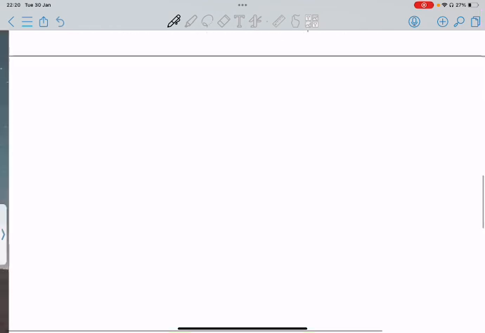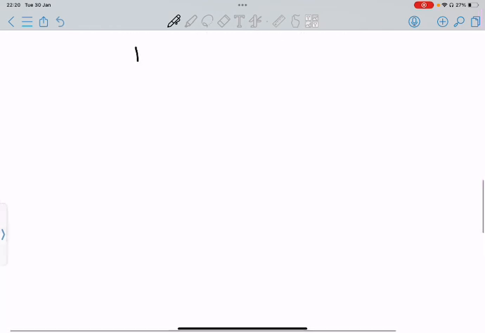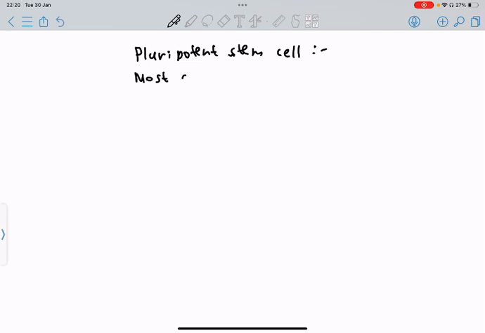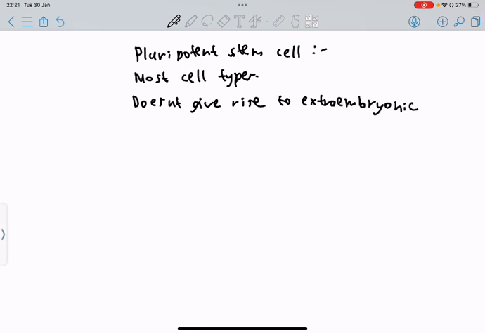The second type we'll be looking at is a pluripotent stem cell. A pluripotent stem cell is basically a stem cell that gives rise to most cell types. So it gives rise to most cell types, but it doesn't give rise to extra embryonic structures or cells. And we looked at these: the yolk sac, the placenta, the umbilical cord.